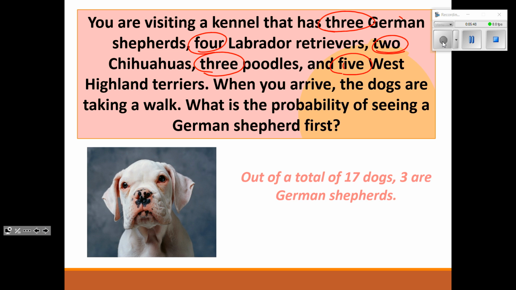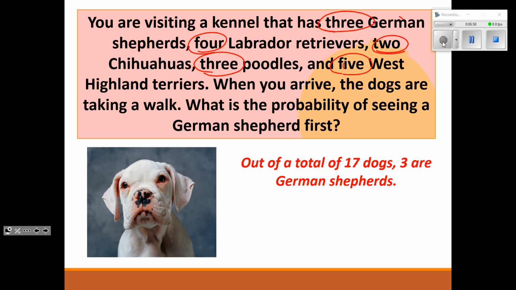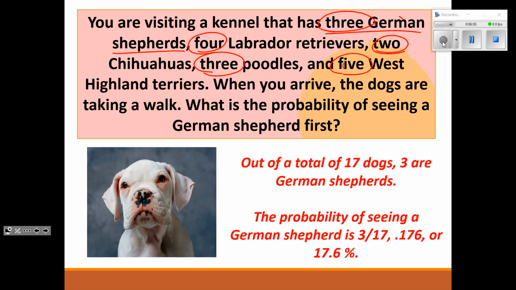So I think that is 17 dogs. So that is the bottom number of our ratio. And then it talks about the probability of seeing a German Shepherd. And a German Shepherd was 3. So 3 goes on the top. So we have 3 to 17 as our probability. And 3 to 17 as a percent is 17 6/10%. 3 divided by 17.